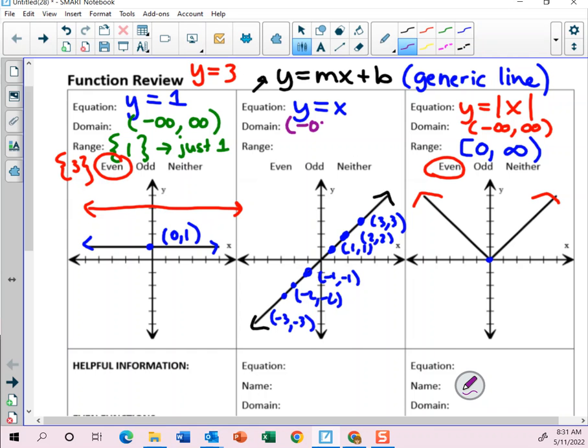Domain, like anything linear, as long as you don't have any holes or anything, is all real numbers, negative infinity to infinity. Range is the same thing.